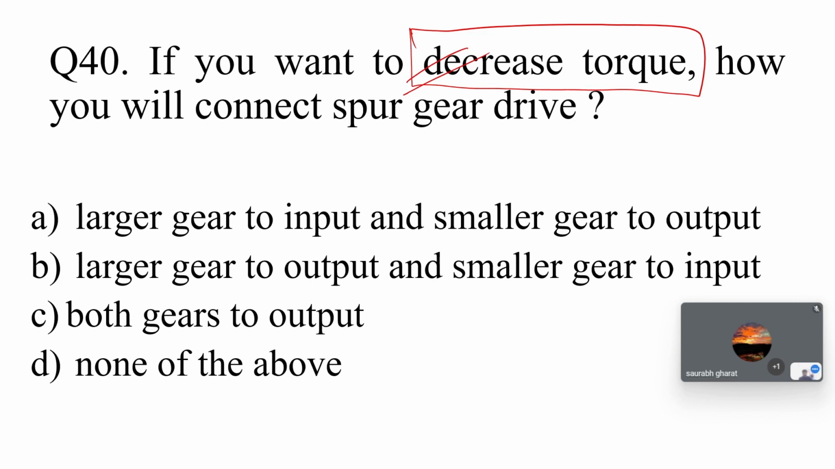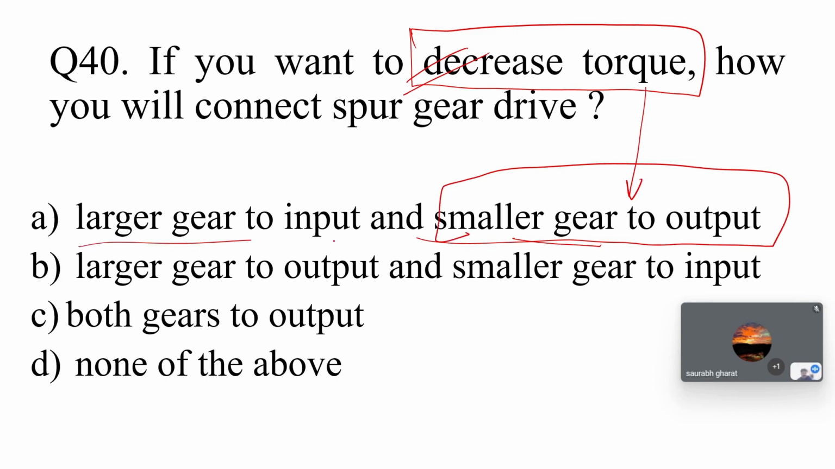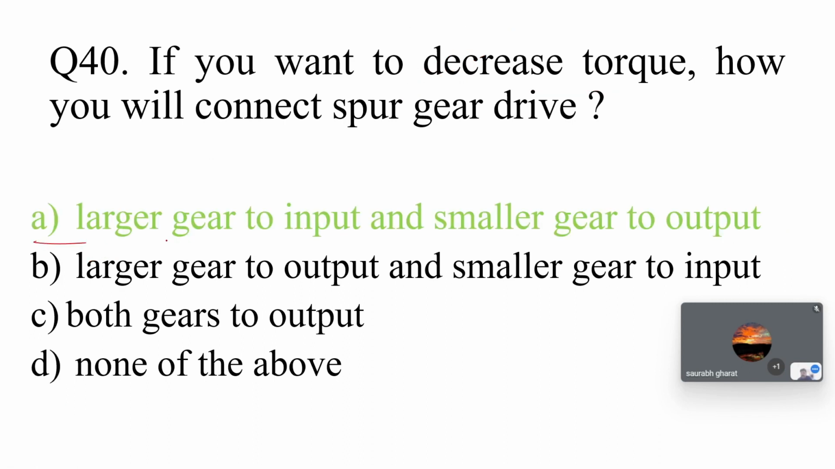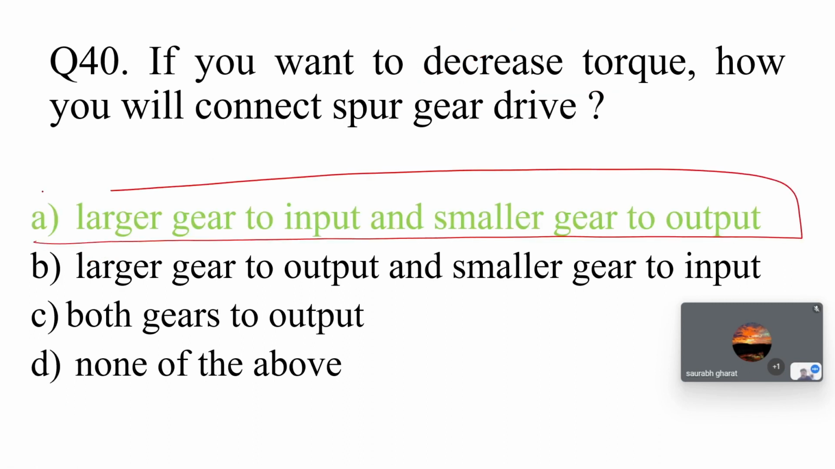If we know the way it works, if you need to decrease the torque, your smaller gear must be on the output. So the smaller gear must be on your output to get decreased torque, and again the larger gear at input. You want to decrease the torque. That's why this is your correct answer.